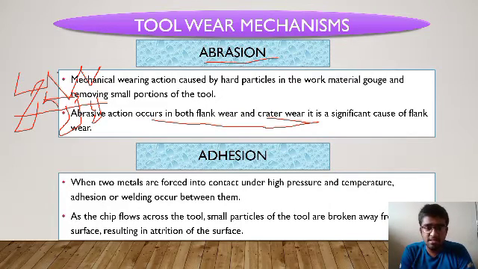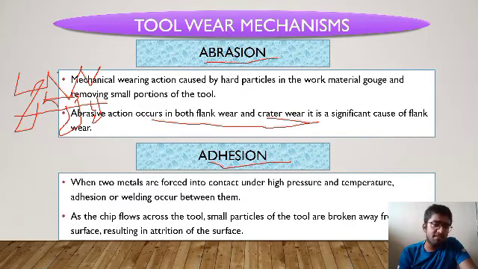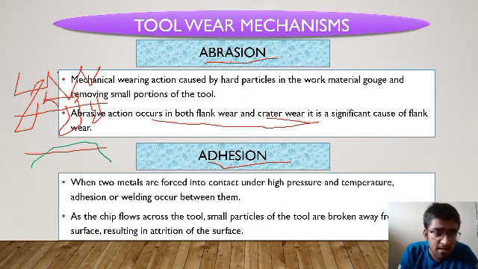The second one is adhesion. Adhesion is nothing but, at high temperature and pressure, the two metals are forced into contact, then they will weld together. That is not a permanent weld, that is a temporary weld which occurs. And this temporary weld, as is obvious, will take away some material. For example, this is tool and this is workpiece. A temporary weld has been formed here.